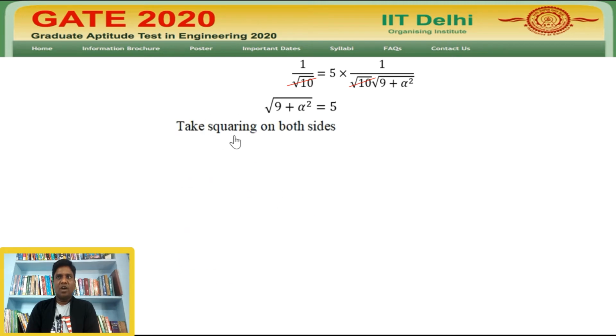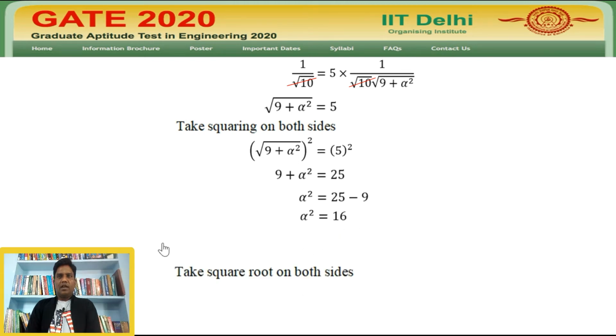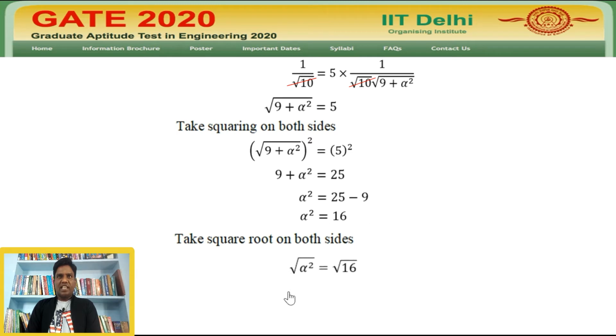Next take squaring on both sides. Then the equation will be the root of (9 plus alpha square), whole square, equal to 5 square. On the left hand side, the square root and the square cancel each other. On the right hand side, 5 square is 25, so the equation will be 9 plus alpha square equal to 25. Next, shift 9 to the right hand side; then alpha square equal to 25 minus 9. Here 25 minus 9 is 16, so alpha square equal to 16. Next, take the square root on both sides; then the root of alpha square equal to root 16.